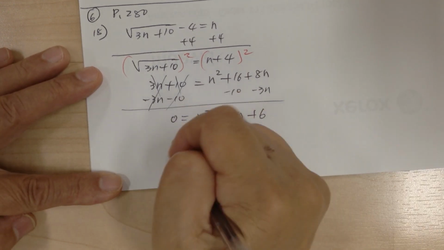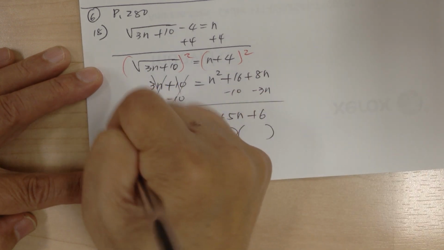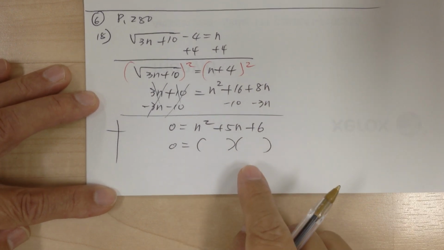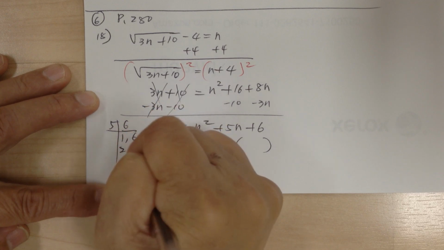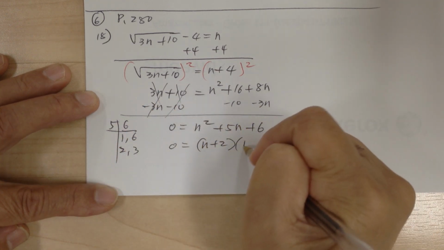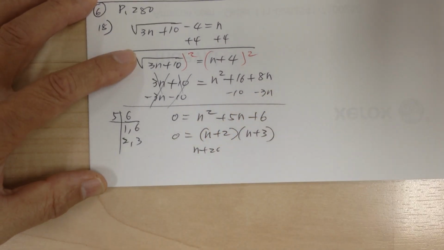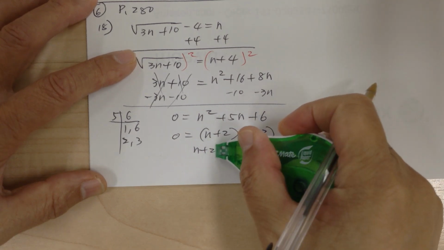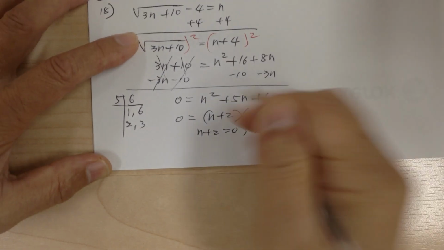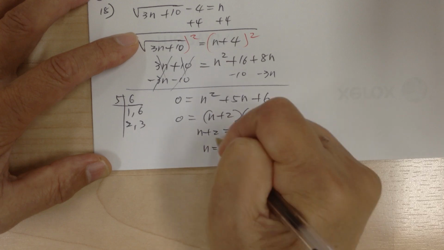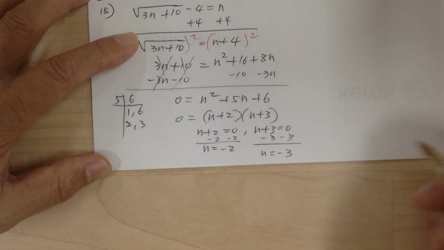Then you have to do the factoring. It doesn't matter that the zero is on this side. So you do your master product, going through step 1, step 2, step 3, step 4. So you need to get 5 and 6. So 1, 6, 2, 3. So it'd be n plus 2, n plus 3. Then after that, you set equal to 0, and then you solve. So n equal to -2, you have the minus 2 on both sides. Minus 3 on both sides, so n equal to -3.